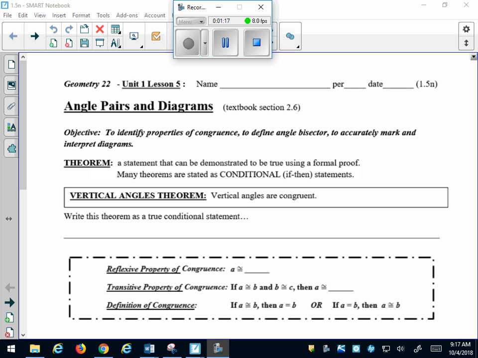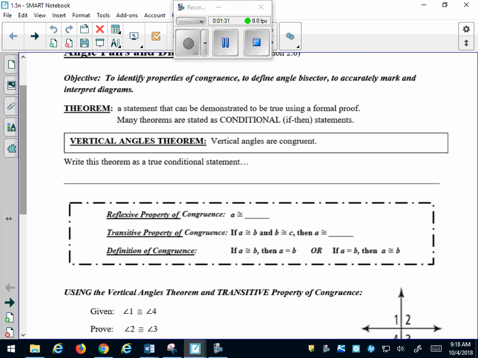People have proven these theorems before, and now we're learning them as theorems. Many theorems and postulates are stated as conditionals, if-then statements. Obviously, if it's a theorem, it's going to be a true conditional. This first theorem, the vertical angles theorem, which we've learned already, says that vertical angles are congruent. How could you write that as a conditional?